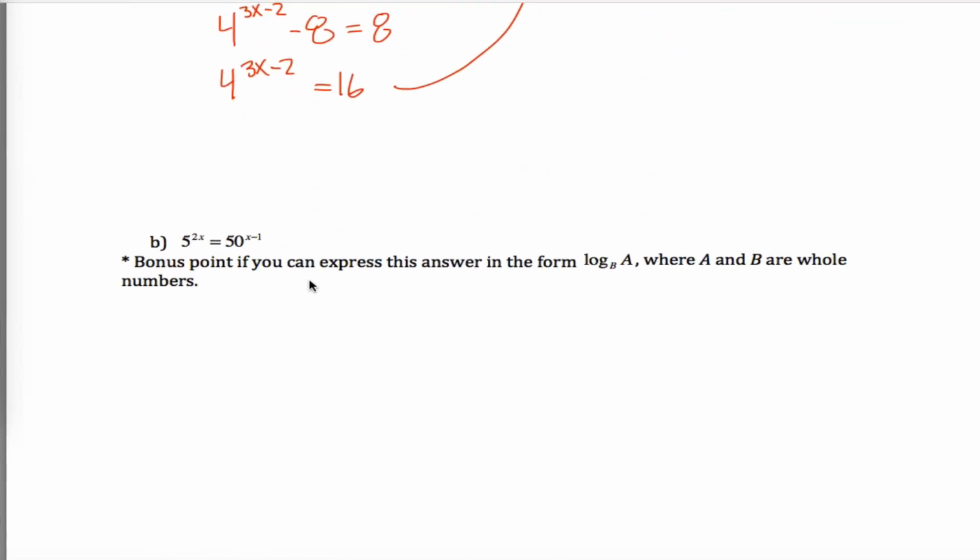All right, and then this mess of a problem. We have two x's here, which makes it a little bit more challenging. They're both up in the exponent, so to get them out of the exponent, we have to take a log. Which log? It doesn't matter. You can take the log base 5, log base 50, natural log, regular log, whatever you want.